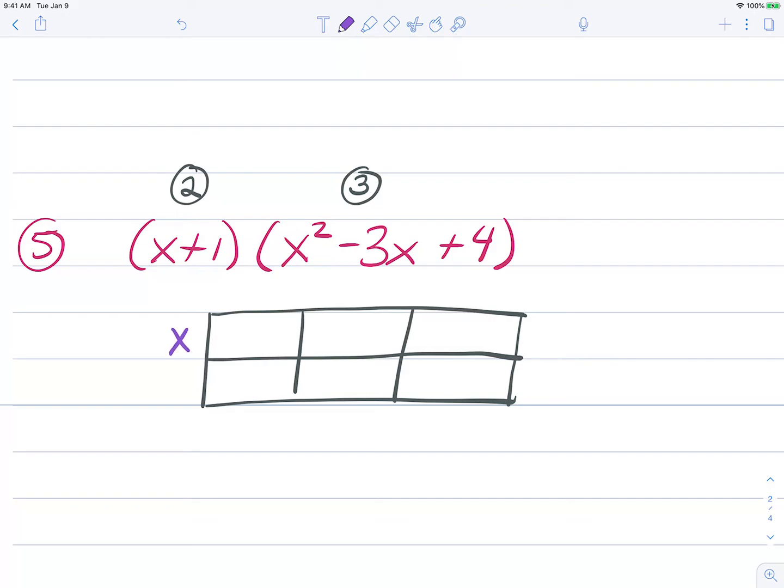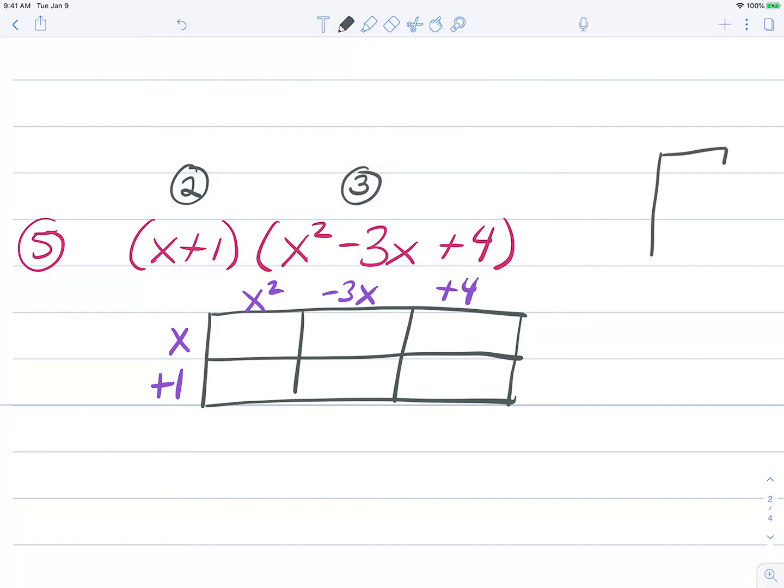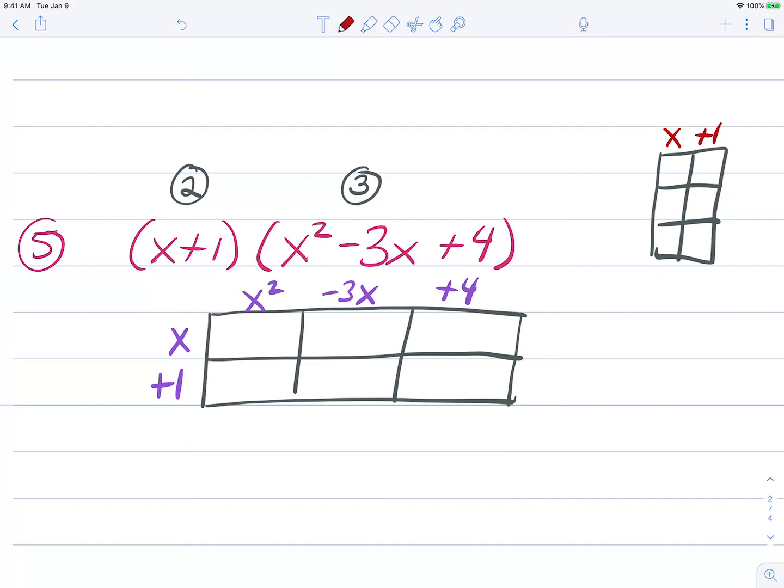So I'm going to put the binomial x plus 1 on the rows, and I'm going to label the columns with the trinomial because there's 3 of them, x squared minus 3x plus 4. By the way, if for some reason you had decided to do the box the other direction and had made it that way, you could also put the x plus 1 on the top and the x squared minus 3x plus 4 on the sides. You get the same answer. It doesn't matter which sides you choose for the binomials or trinomials, it all works.